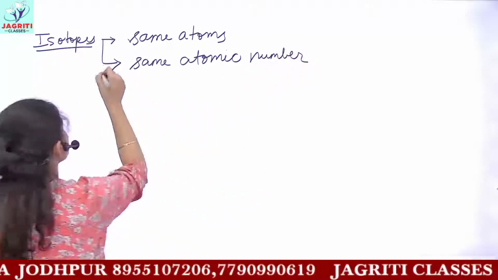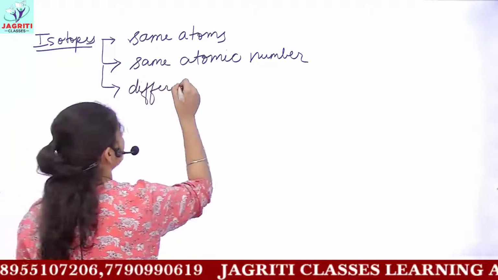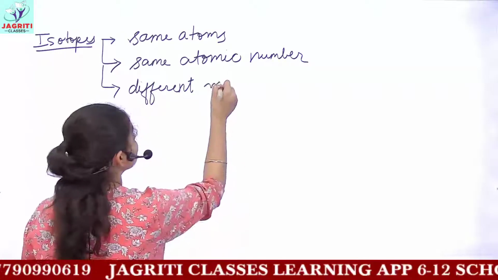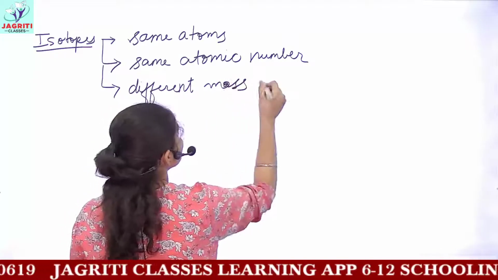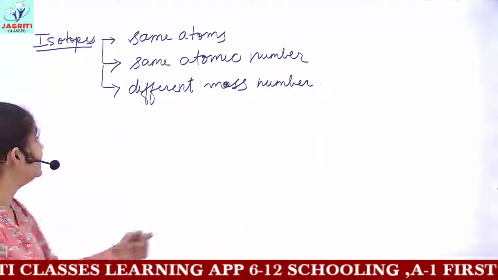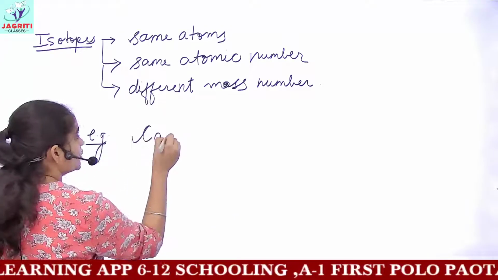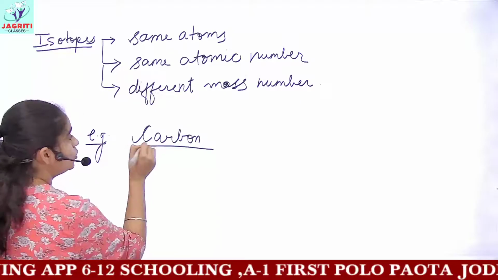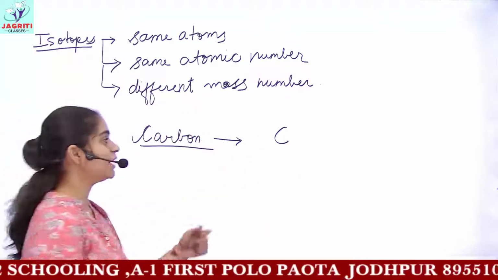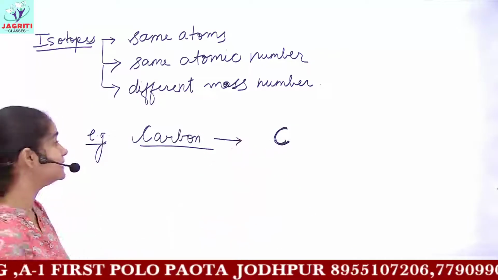And the last is they have different mass number, or you can say they have different atomic masses. So this is what you mean by isotopes. For example, taking a very general example of carbon. Carbon, you all know, is represented by the symbol capital C, and can be easily shown by the capital symbol C.